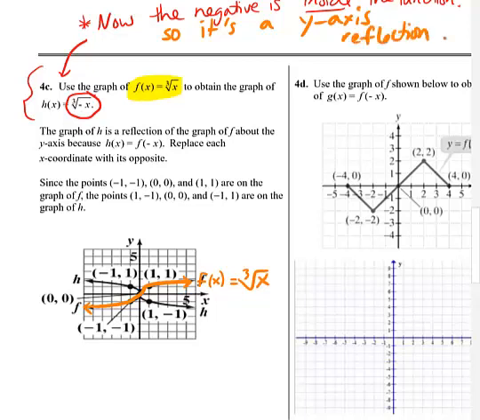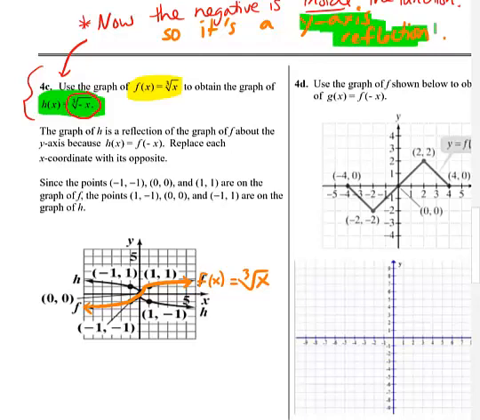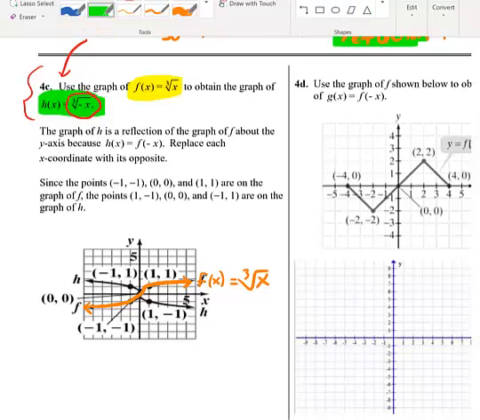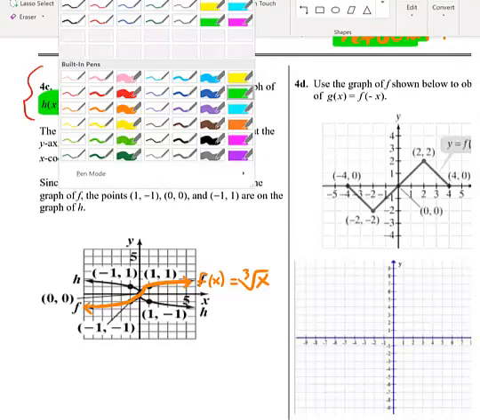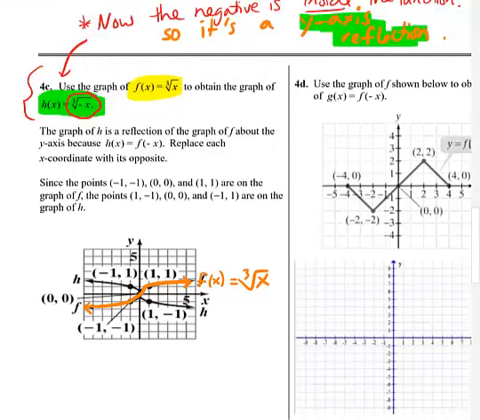Because anytime there's something going on inside the function, whether you're adding something at the end, or adding something inside the function, subtracting, or putting a negative in there, like we see in this example, it's going to be some kind of horizontal transformation or horizontal change. Because imagine if you reflect something across the y-axis, that's going to change it horizontally, but not vertically. So anytime there's a change inside the function, that's going to be a horizontal change to the graph.